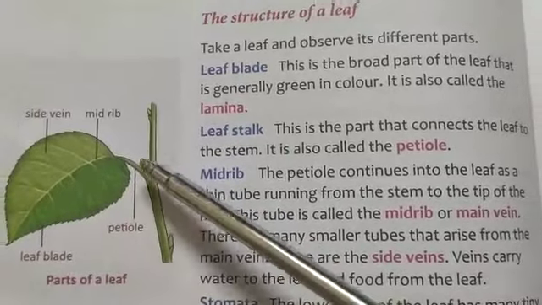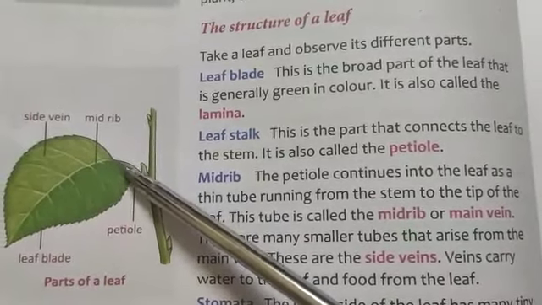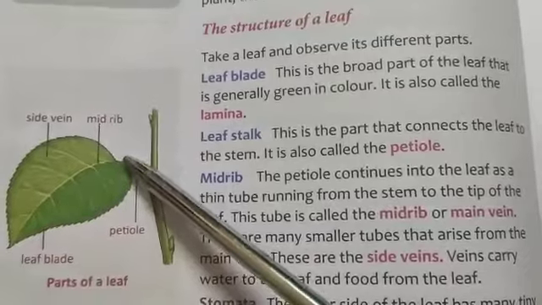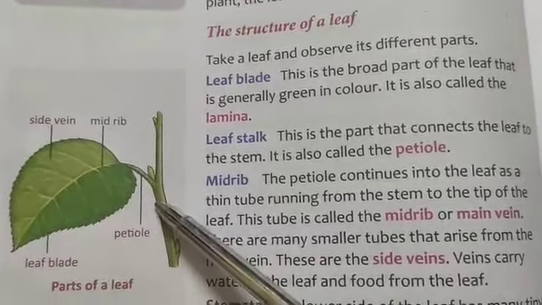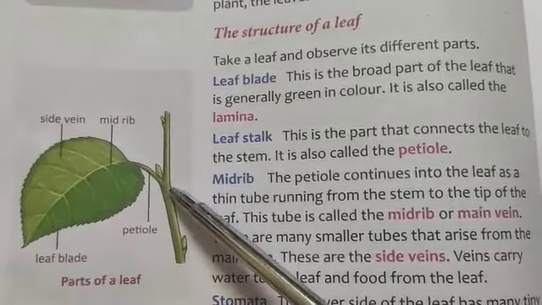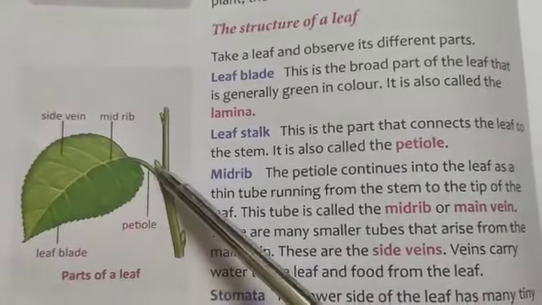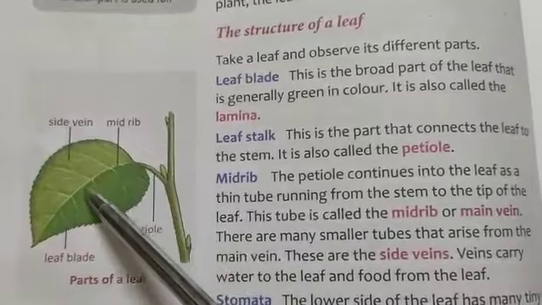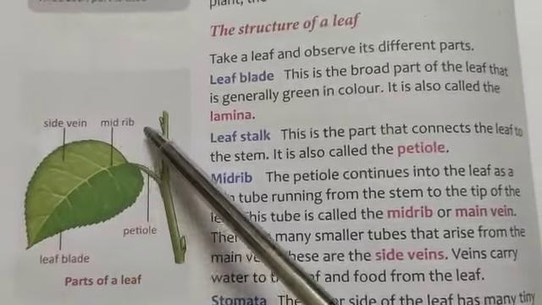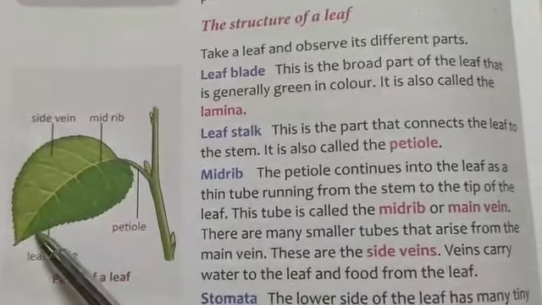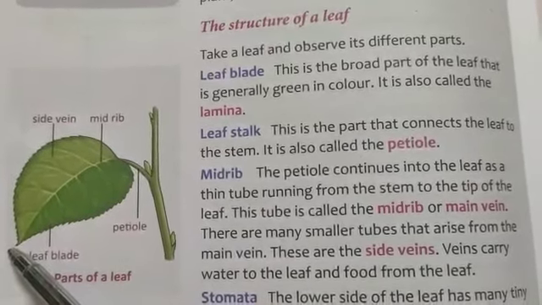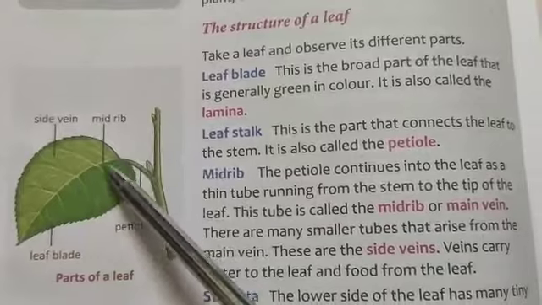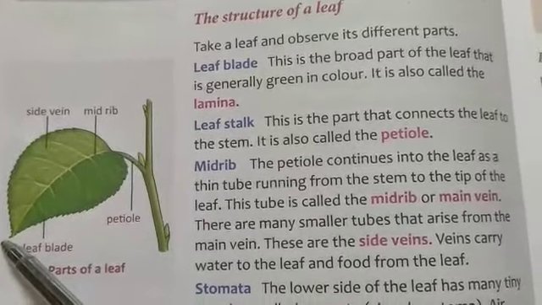Then comes the leaf stalk. This is the part that connects the leaf to the stem. This part which connects the leaf to the stem is also called the petiole. Then comes the midrib. The petiole continues into the leaf, this one, as a thin tube running from the stem to the tip of the leaf. This tube is called the midrib or the main vein. This is the main vein or the midrib.